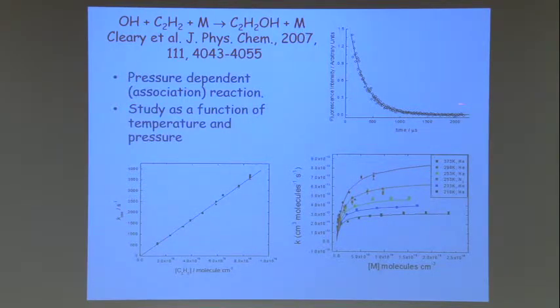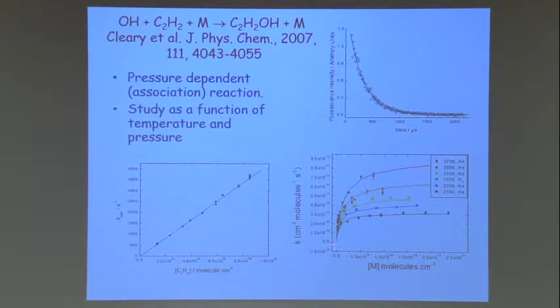And so there's a typical decay. You can see the quality of the decay is very high. And this is that plot of the observed first-order rate constant versus the concentration of C2H2. Again, very little scatter, so you can obtain the rate constant quite accurately from the slope of that.